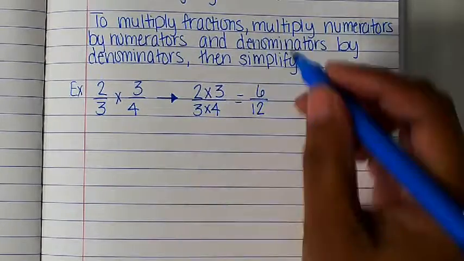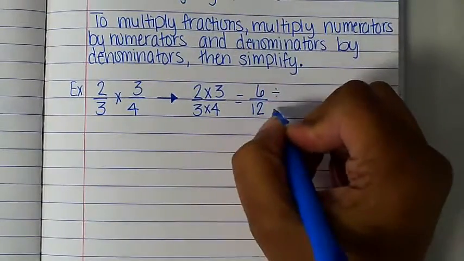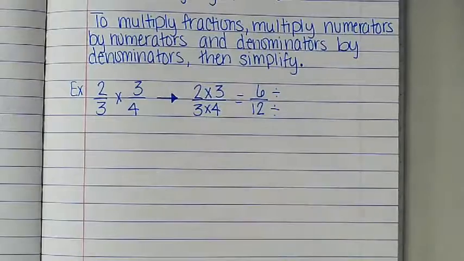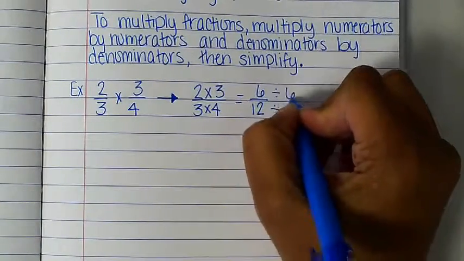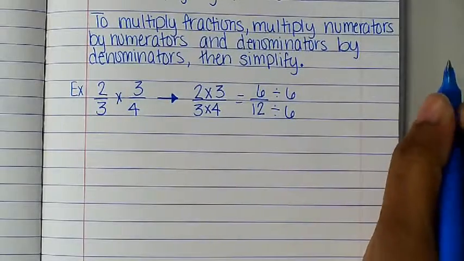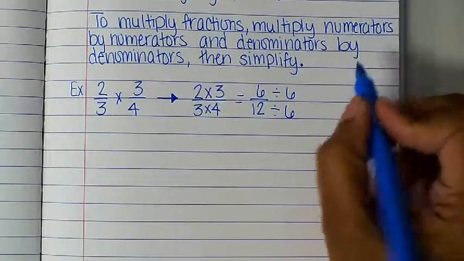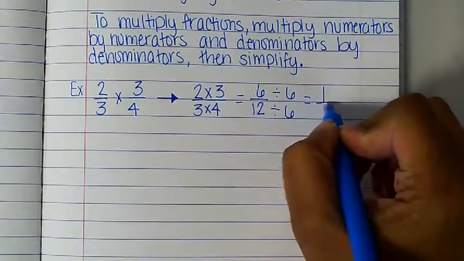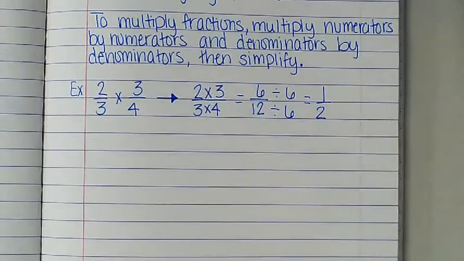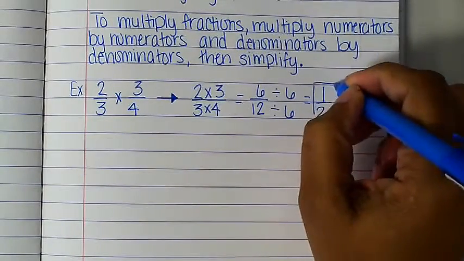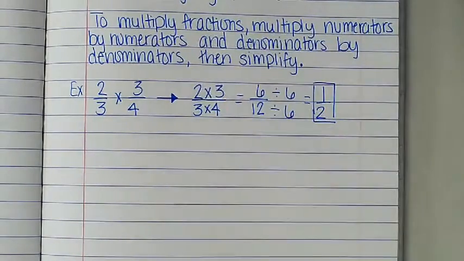What should we divide by? 2 or 3. I hear 2 and I hear 3. What's 2 times 3? 6. Can we divide by 6? Yes. 6 divided by 6 is 1, and 12 divided by 6 is 2. Can I reduce that anymore? No. This is as far as it goes. So 2/3 times 3/4 is equal to 1/2.